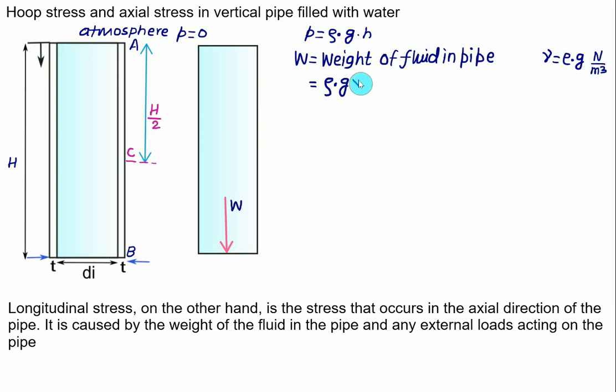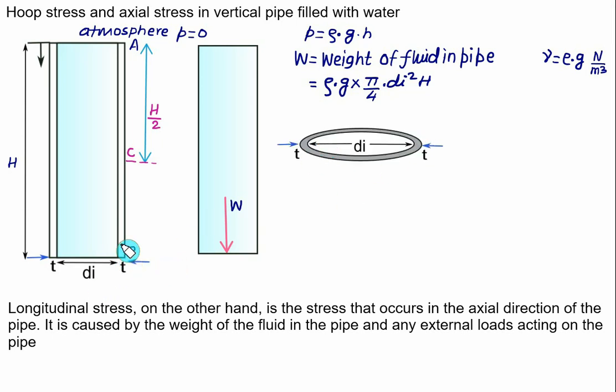So you have to multiply by volume here. The cross section area is pi by 4 d_i square, so let's multiply with the cross section area, pi by 4 multiplied by d_i square, and the length of this pipe is h, so you have to multiply by h. This total weight will act on the area which is resisting the weight W. This is the enlarged cross section of the material between d_o and d_i, and this area is the resisting area.